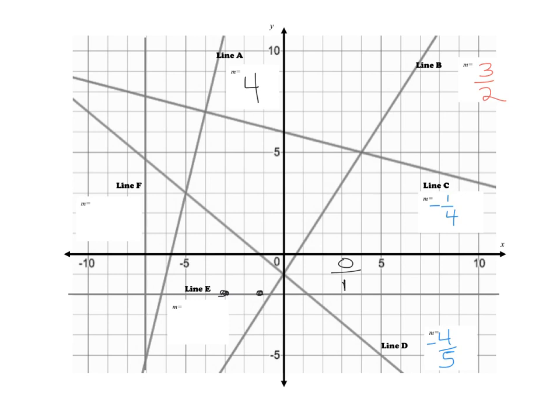Now, 0/1, however, is equal to what? Think about that. What is 0 divided by 1? Well, that's just 0, right? So the slope of line E, you would have to say is 0. Don't leave it as 0/1 because that's not fully simplified. So now let's take a look at F.